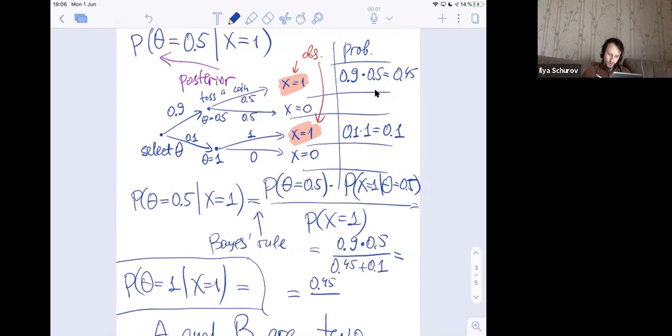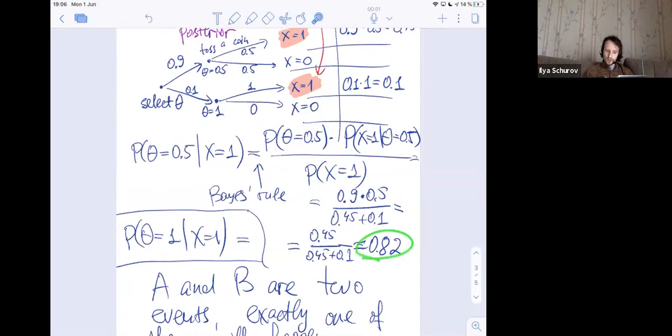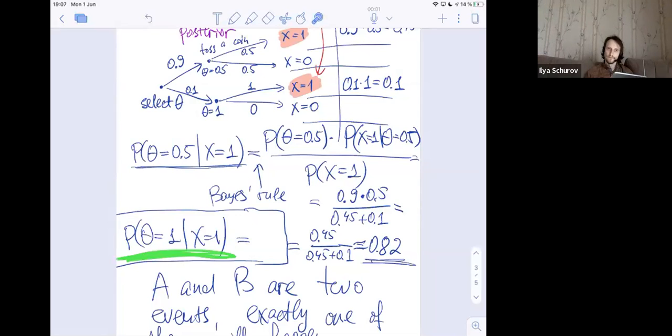Okay. We can find the numeric value. I will use some calculator to find it. So it is 0.82 approximately. And if you know that this is 0.82, what can you say about this value?